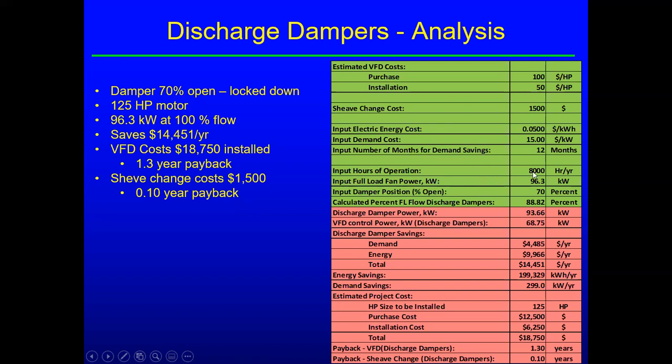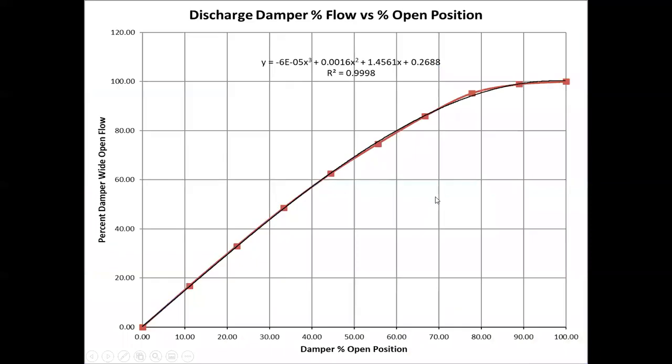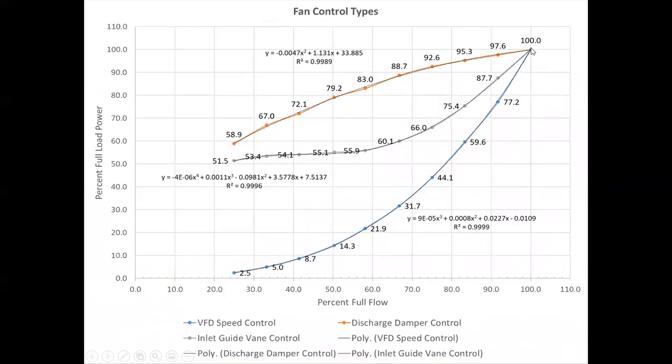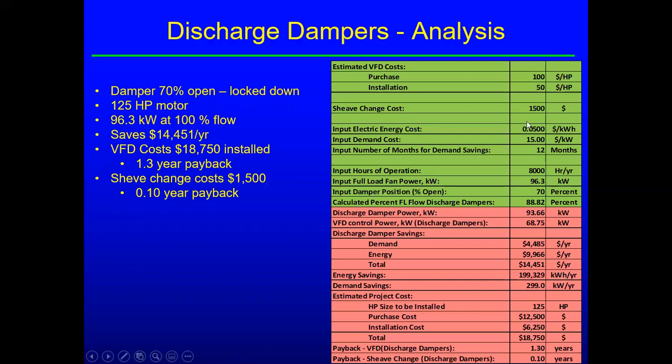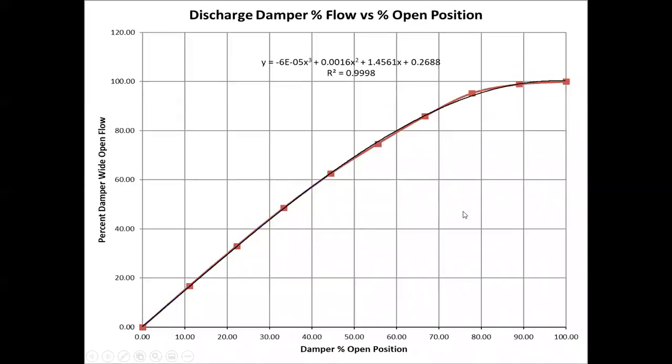Hours of operation, 8,000 per year. So this is where you input the full load. Like if you open the damper to 100%, that's our 96.3 kW, because that refers to the 100% power number right here. Okay, so that's why you have to have that. Damper position, 70% estimated. And so then when I go to my equation, so this is for discharge dampers. So you see at 70%, I'm about 88 or 89% full load flow.